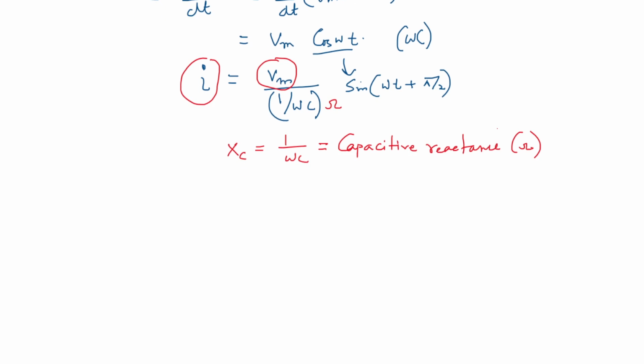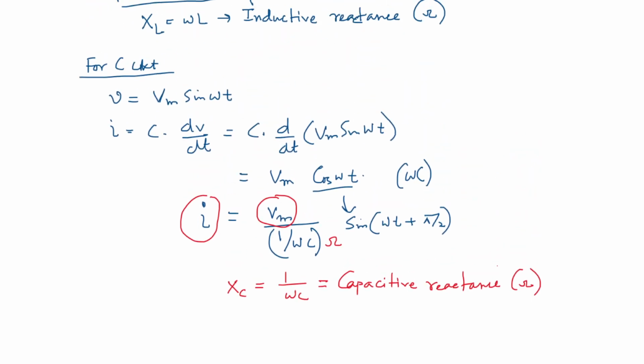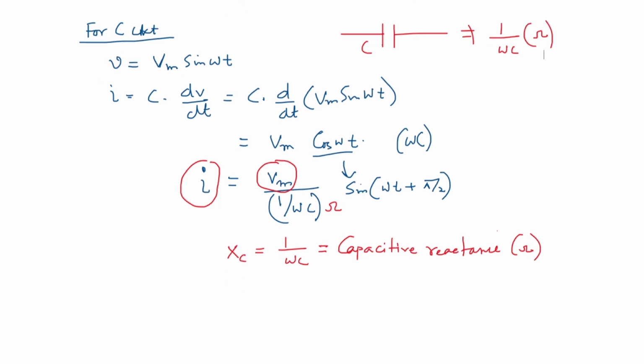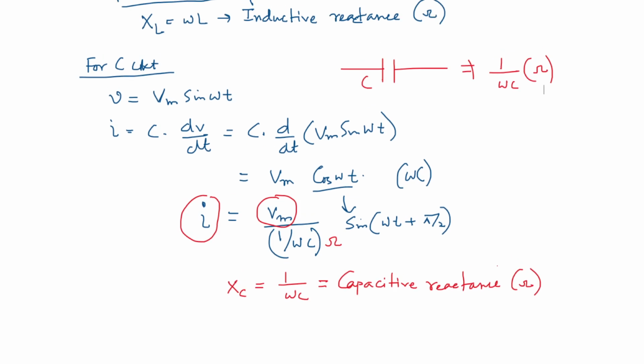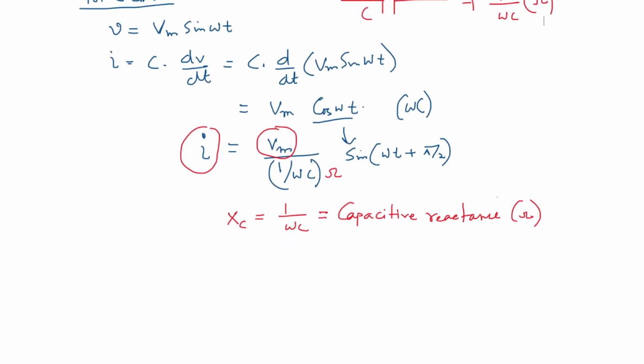So when you have a capacitor present, it will provide a reactance of 1 by omega C to an AC circuit. So this is the relation.